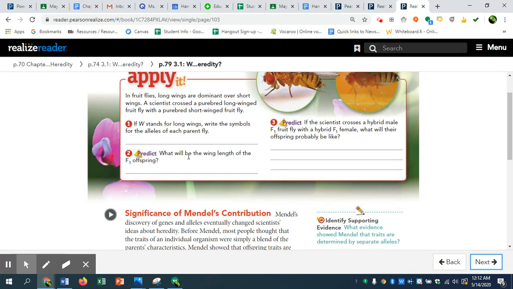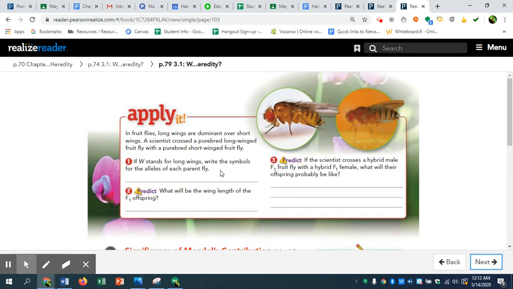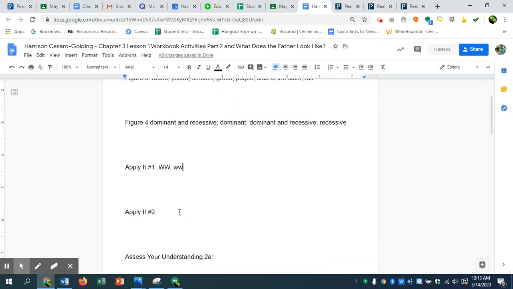So number two, what will be the wing length of the F1 offspring? So think back to those pea plants. Okay, every pea plant displayed the dominant trait of the parent. Could they be carrying the recessive trait of the other parent? Absolutely. But all of them showed the dominant trait in the F1 generation. So the wing length of this F1 generation, they're all going to have long wings.